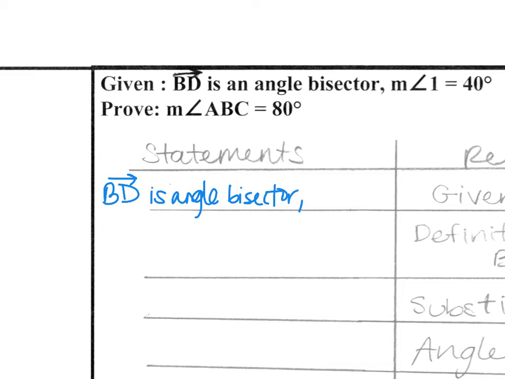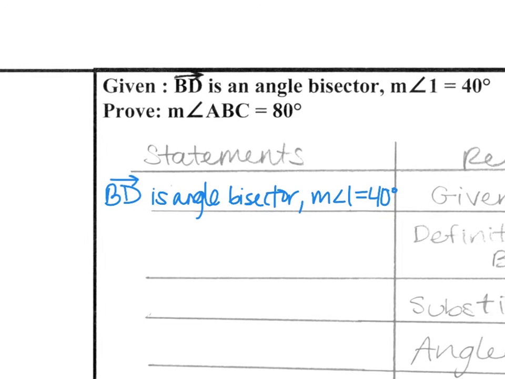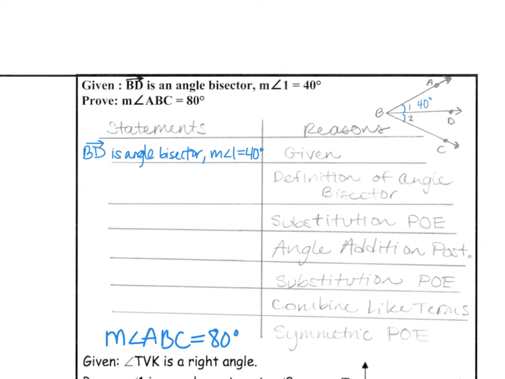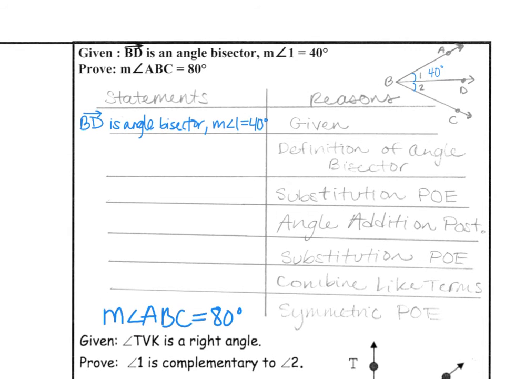And you are also given that the measure of angle 1 is equal to 40 degrees. So that's the information you get to use moving forward. Angle ABD is equal to DBC. So let's use 1 and 2 instead because it's easier to write. We're going to say the measure of angle 1 is equal to the measure of angle 2 because the definition says that it cuts it into two congruent parts, so they're equal in measure.